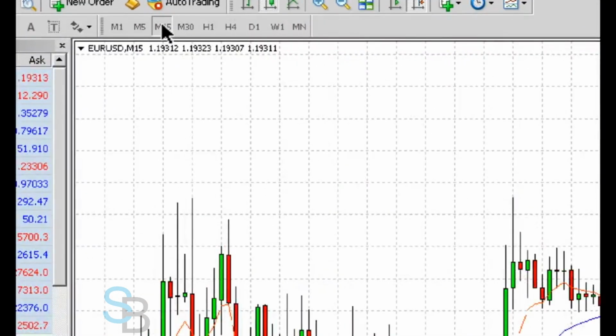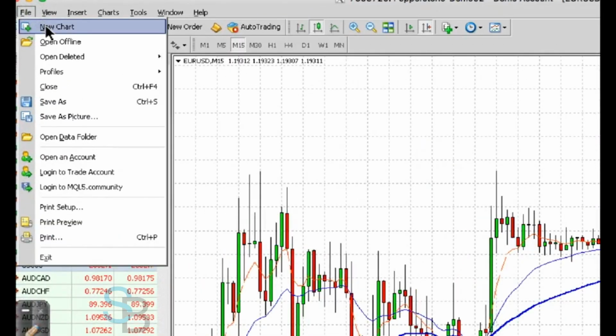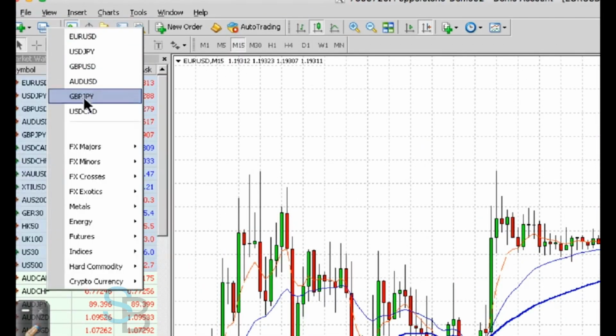So I'm going to go to M15 first. And what I'm going to do is I'm going to open up a new chart. All right, I'm going to File, New Chart. And I can select any pair. So I'm going to select the Euro USD.